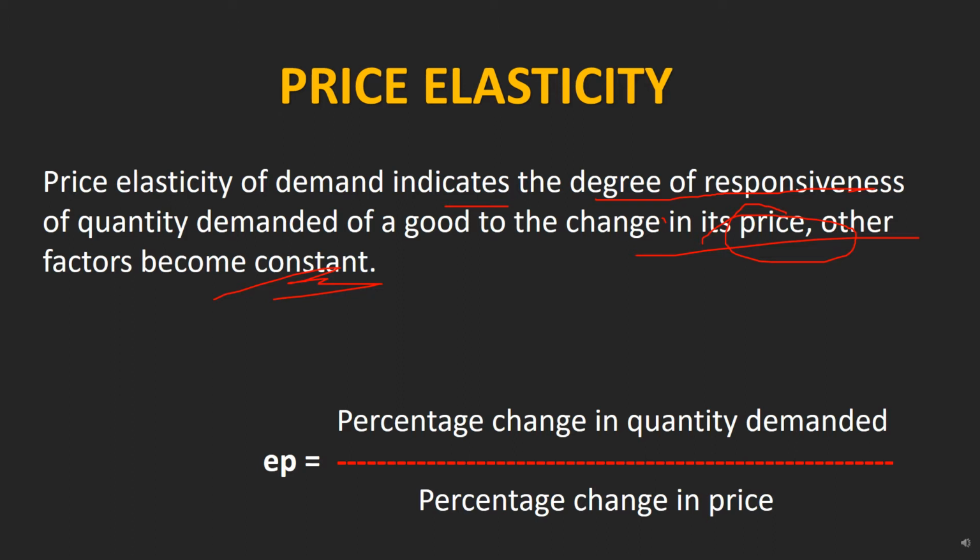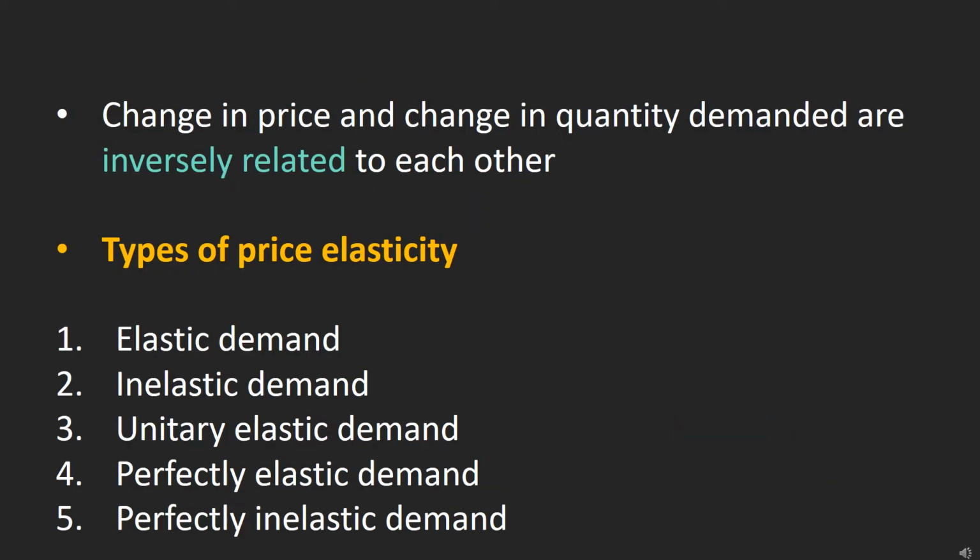There is one formula for price elasticity of demand: percentage change in quantity demanded divided by percentage change in price. Price and quantity demanded are inversely related to each other. That is, when price falls, the quantity demanded rises, and when price rises, the quantity demanded falls. So that's why it is an inverse relation.